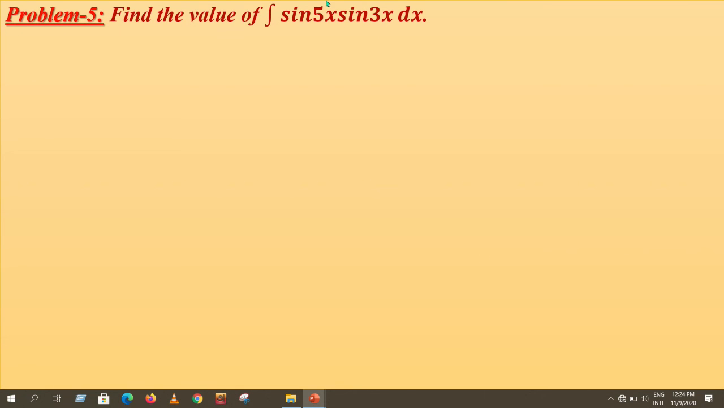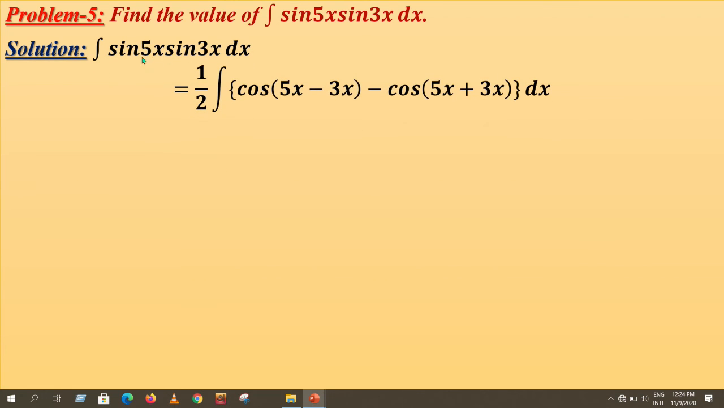Number 5. Find the value of the integral of sin 5x sin 3x dx. This is the given condition. For making the formula, we have to take 2 here. For this, we have to multiply half with this. As a result, here it will be 2 sin a sin b. This equals cos(a minus b) minus cos(a plus b). We know this formula. Okay.